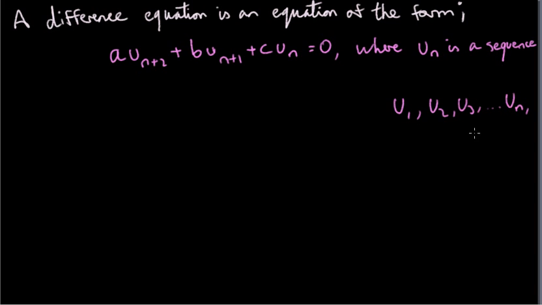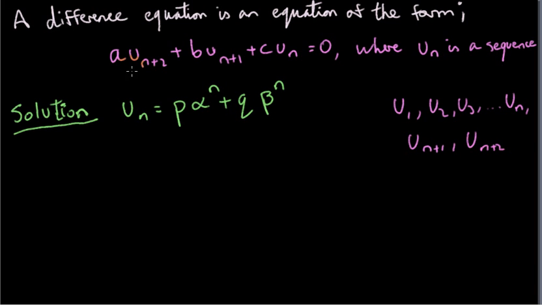The term after u_n would be u_{n+1}, and the term after this, we just add 1 onto the subscript, and we get n plus 2, or u_{n+2}. Now the solution of this difference equation has this form here. P and Q are some numbers. Alpha and beta happen to be roots of a characteristic equation associated with this. I'll explain more about that later.